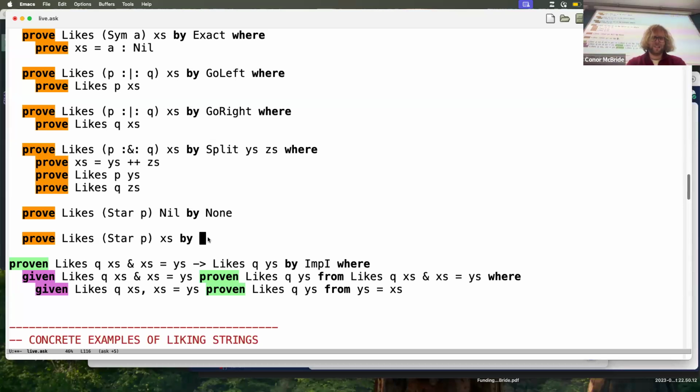So now we have to think a little bit. That means that we want to split up this Xs into a prefix that matches P, and then the rest of Xs which matches star of P again.